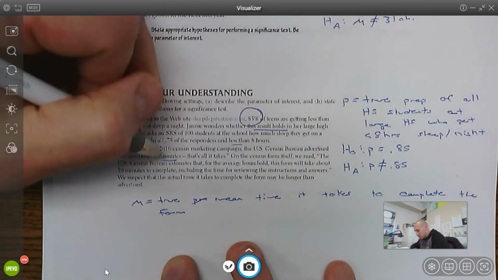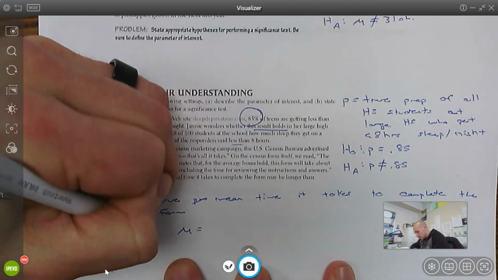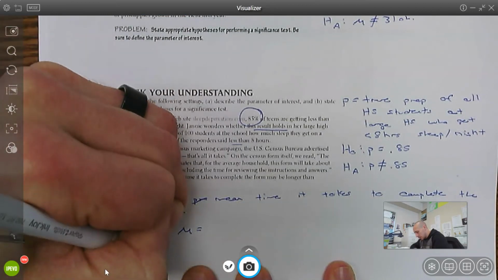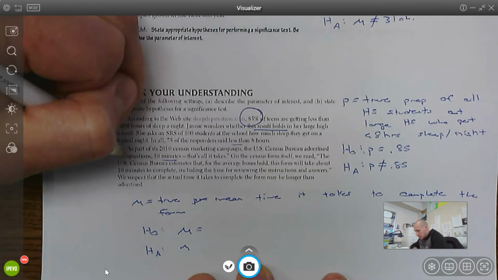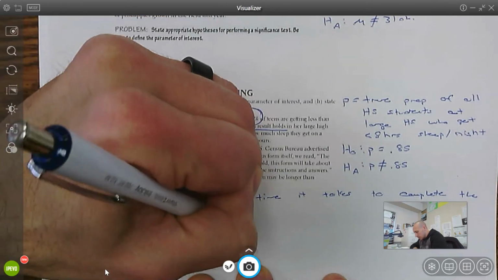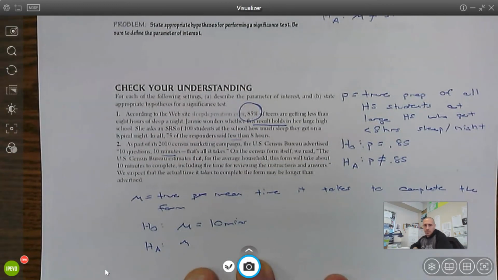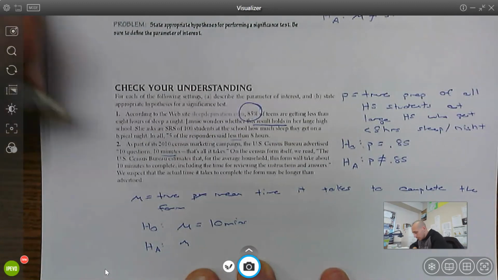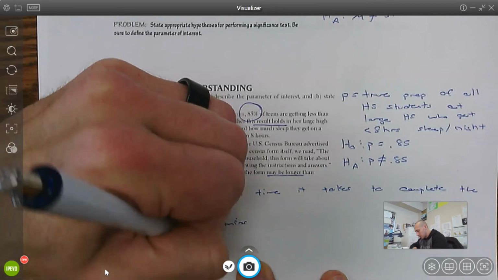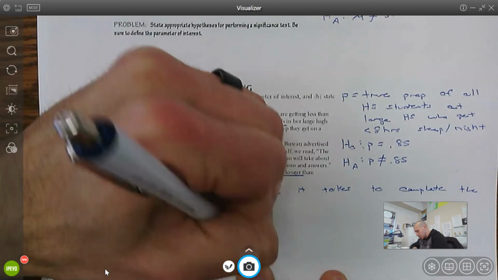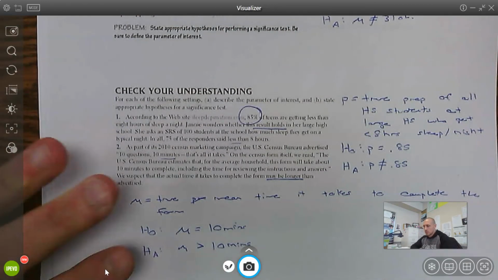So here's what we know. Mu is equal to, this is my null hypothesis, my alternative, mu. Advertise 10 questions, 10 minutes. So my null is that it takes 10 minutes. Here's what they want to know. We suspect the actual time may be longer. So the alternative would be mu is greater than 10 minutes.